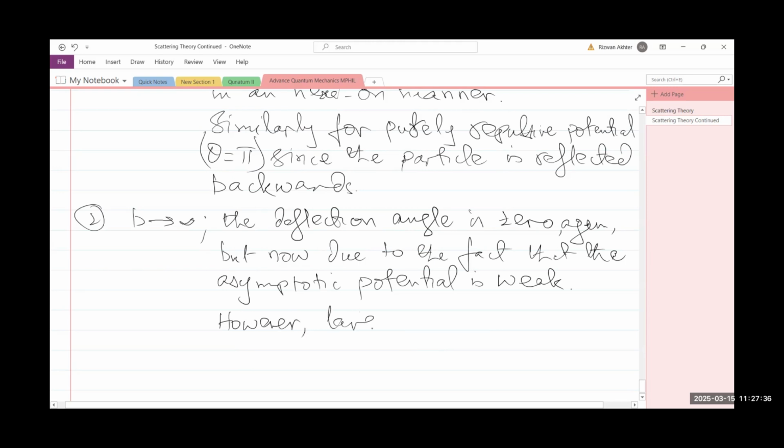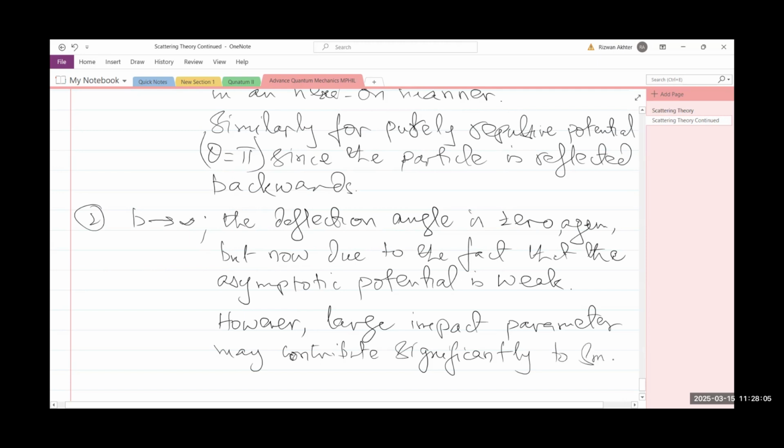However, large impact parameter may contribute significantly to small angle scattering.